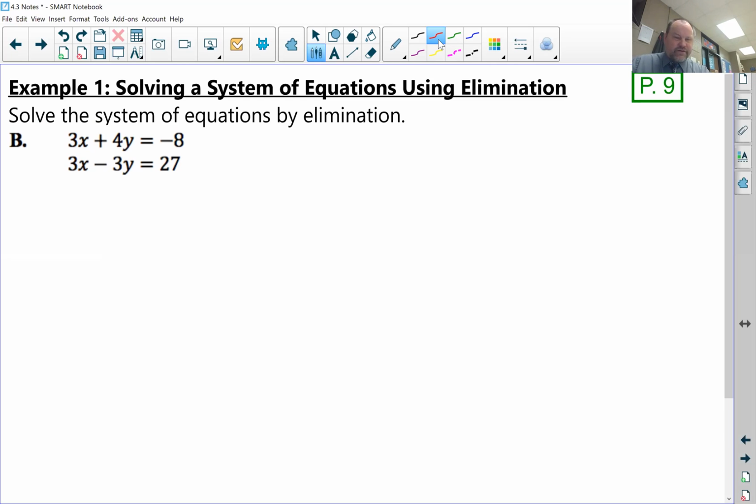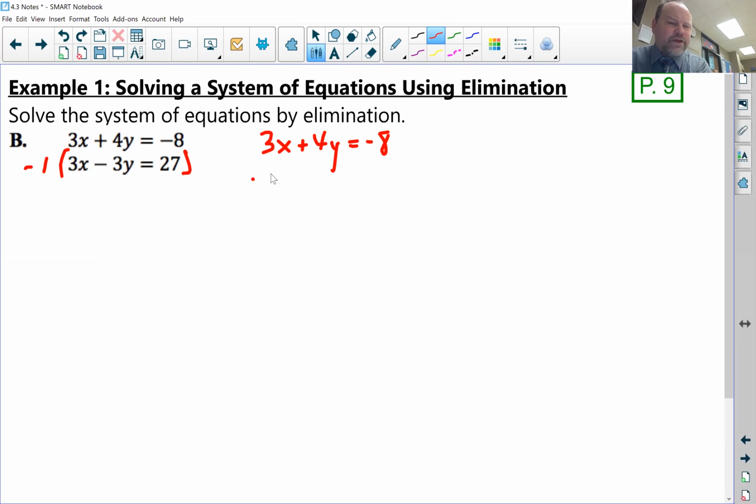The nice thing here is my x's are exactly the same. So what I can do is multiply by -1 for one of those two equations. And it really doesn't matter which one you choose. I'm going to choose to multiply the bottom one by -1. So my top equation just stays the same.